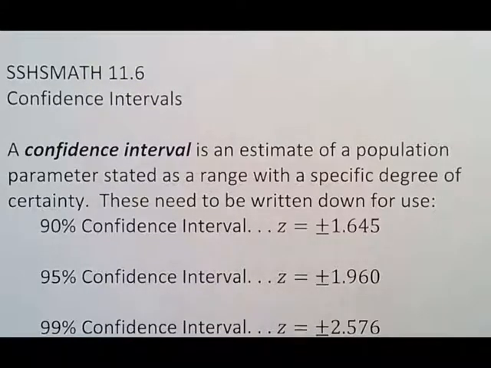Alright, chapter 11.6 is getting into something called confidence intervals. A confidence interval is an estimate of a population parameter stated as a range with a specific degree of certainty.